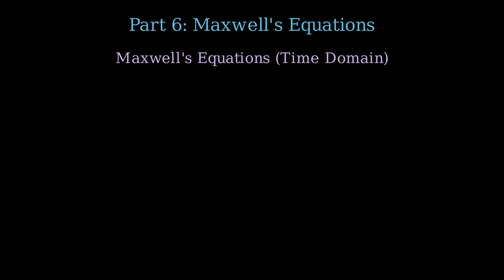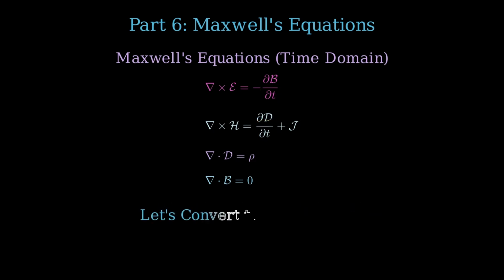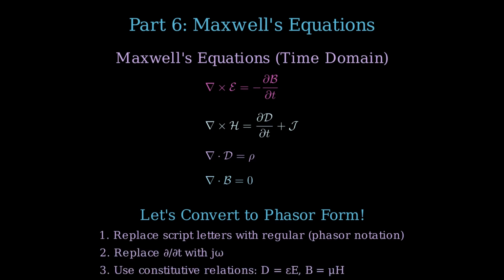Let's apply this to Maxwell's equations. Here they are in their time domain form, with those problematic time derivatives. Let's convert them. We replace script letters with phasor letters, replace the time derivative with j omega, and use the constitutive relations B equals mu H and D equals epsilon E.